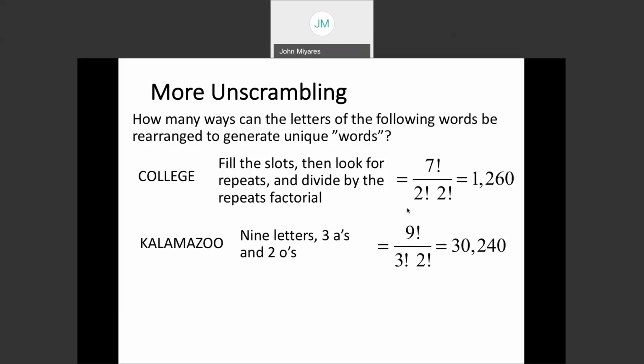Now, here's one that I bet some of you were already thinking about in the back of your mind. How many ways can we rearrange the letters of the word Mississippi? Why don't you go ahead and try that one on your own? I'll pause the video and then we can come back in a couple minutes to see how we did.